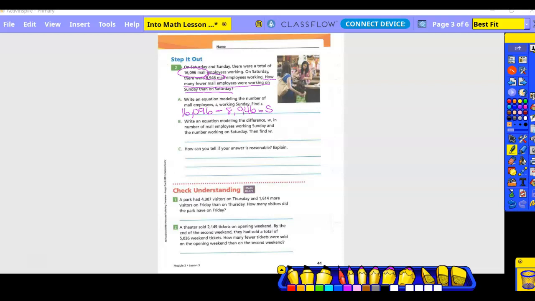Now they want us to write an equation modeling the difference with W in the number of mall employees working Sunday and the number working Saturday. Then find W. So we need to figure out what letter W is first. So over here to the side, I'm going to take 16,096 minus 8,946.